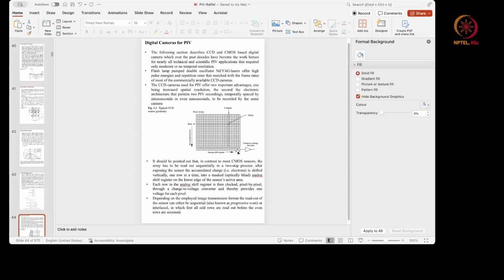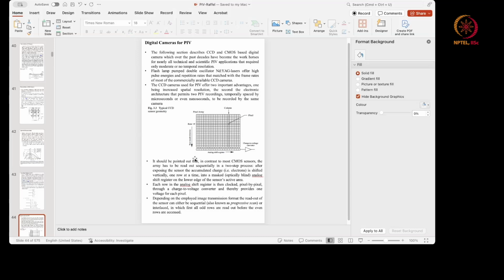What you see at the bottom is called an analog shift register. In contrast to CMOS sensors, the array is read out sequentially in a two-step process. After the sensor is exposed and collects a certain amount of accumulated charge, which is the photoelectrons, these electrons are shifted vertically, one row at a time.